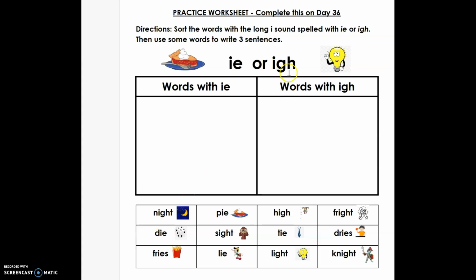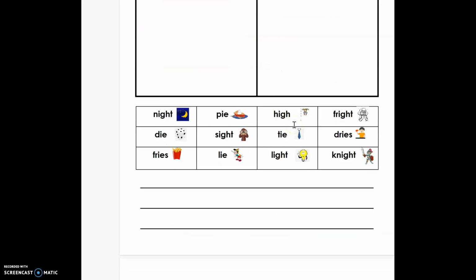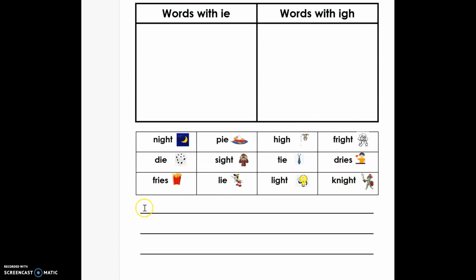Then look at IGH. These three letters together also make the long I sound, like in night, sight, light, fright, high. So you're going to sort these words. And on the bottom, you can pick 3 words and write 3 complete sentences.